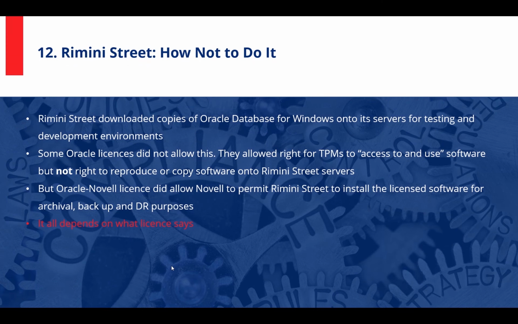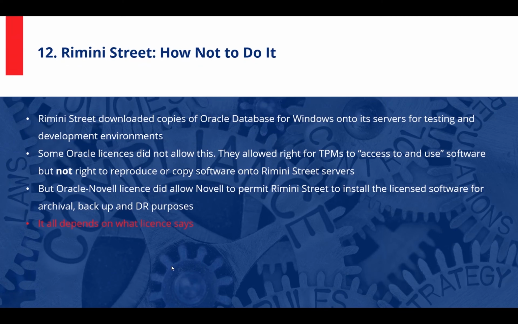But interestingly enough, if you read the judgment, and it's a good judgment to read, the first instance judgment is by a Nevada judge, from the state of Nevada. One of the licenses, the Oracle Novell license, did allow Novell to permit Rimini Street to install the licensed software for archival, backup, and disaster recovery purposes. So the judge had to look at each of the licenses, what is allowed, what isn't allowed. Again, we come back to this: what do the licenses allow, and what's the statutory overlay on that?